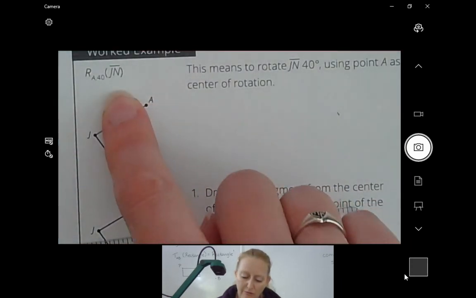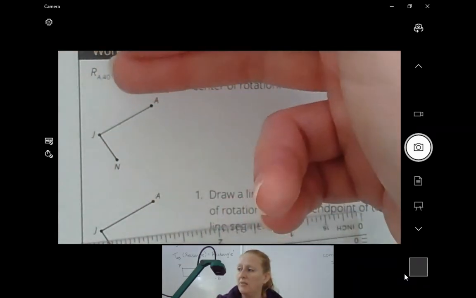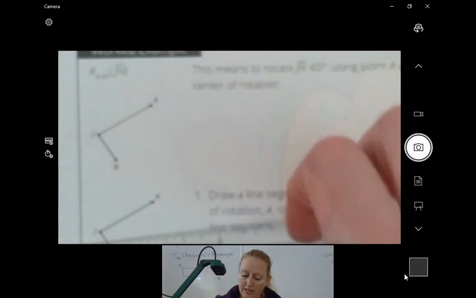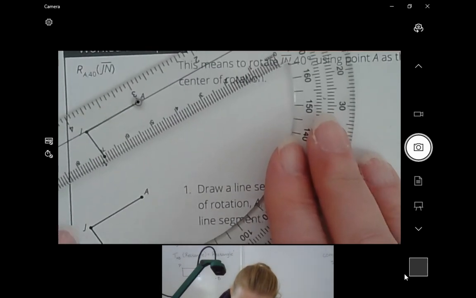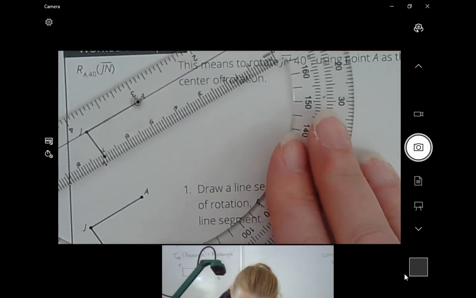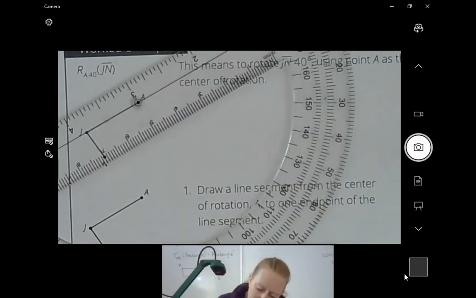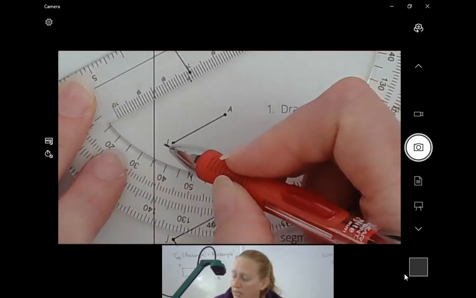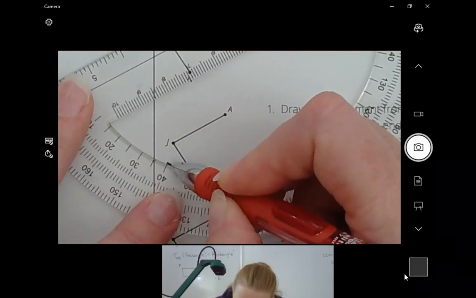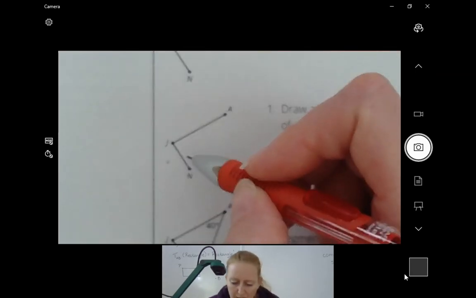Now I want a 40-degree angle, and since it's positive, I need it moving counterclockwise. So I'm actually going to flip my protractor upside down here. And I can see that 40 degrees is out here, so I'll make a little mark. And then I can use my straight edge.